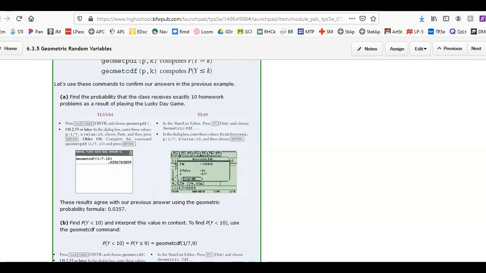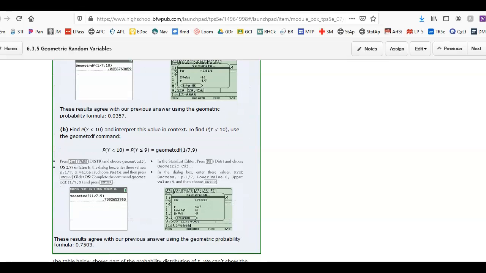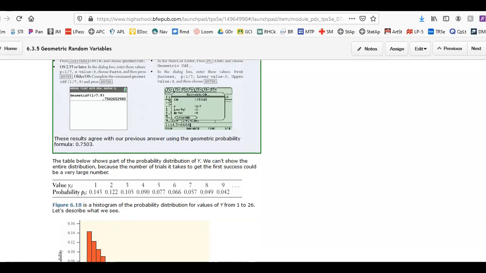If you have a TI-Nspire, you can find that on YouTube, or in the back of the ebook they have a section that shows you how to use the Nspire to do this.